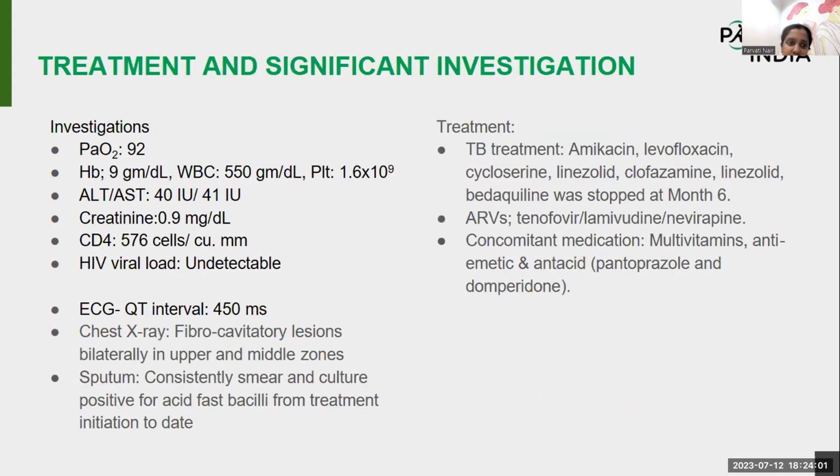So investigations. His oxygen saturation is low, 92. His hemoglobin is 9 grams per deciliter. WBCs is 550,000. Platelets is 160,000. ALT was 40, and AST was 41. Creatinine was 0.9. CD4 was 576. As I said, he was doing quite well on his antiretrovirals, and HIV viral load was undetectable. ECG QT interval was 450 milliseconds.